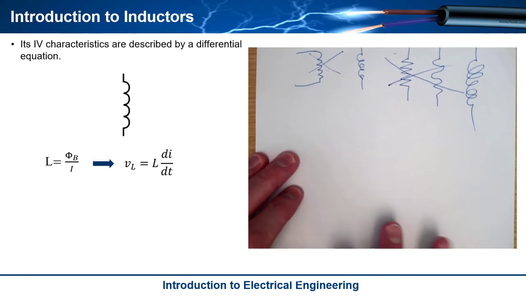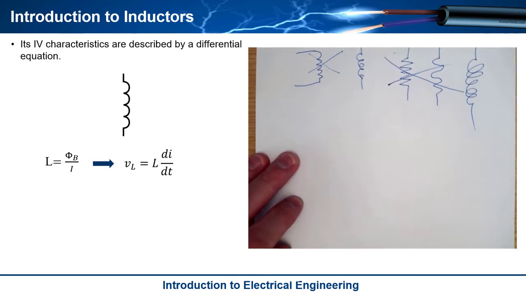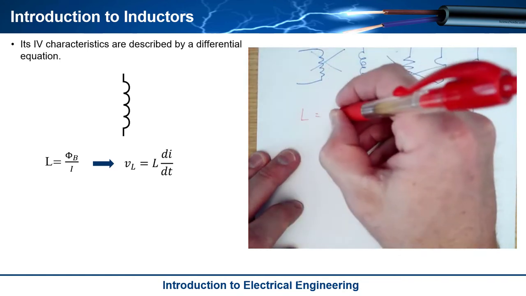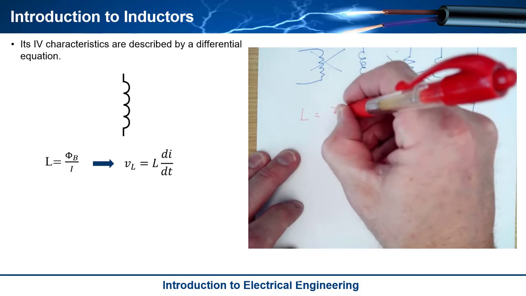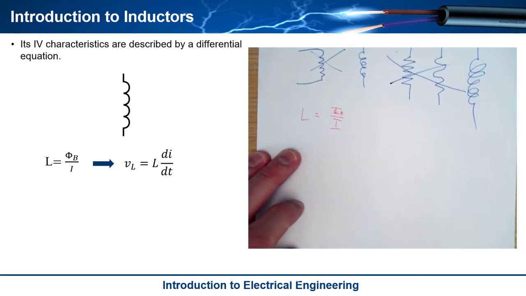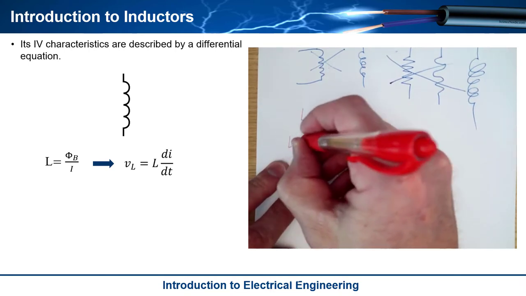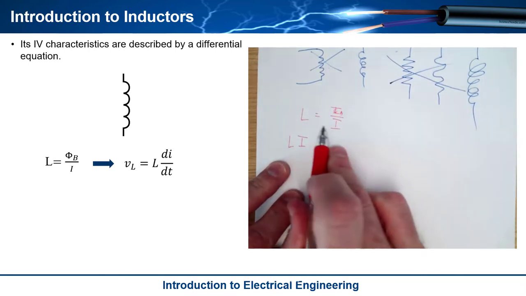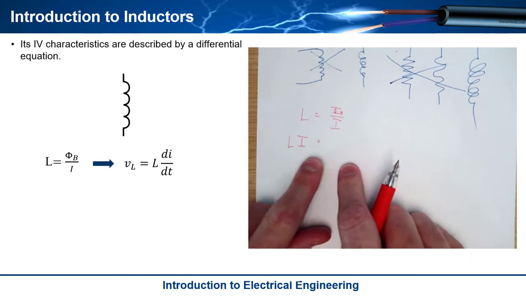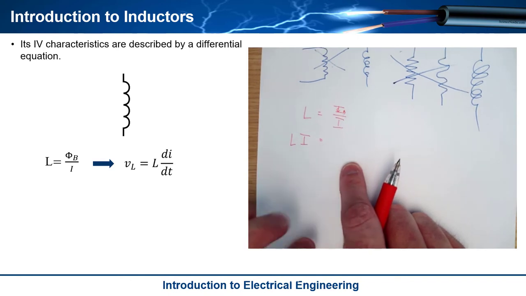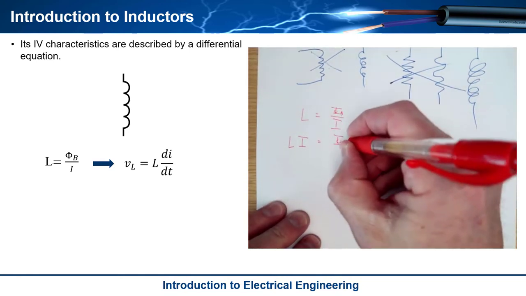Okay, so here we go. The characteristics of the voltage to current are described by a differential equation, similar to a capacitor. But let's take a look at that. If I start with L as the ratio of the magnetic flux that I get per 1 amp of current, and I rearrange this, I can move I over here. Now this is where you've got to keep straight, because this is phi sub B. That's the magnetic flux. This is current. And I have my magnetic flux over here.